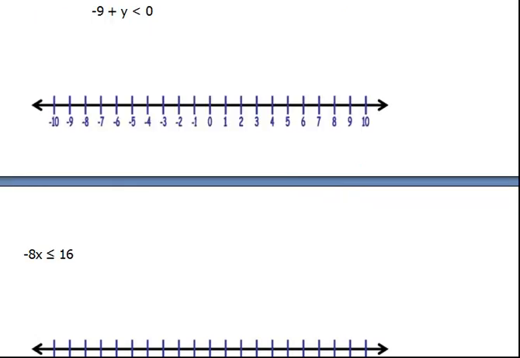In our next problem, we have negative 9 plus y is less than 0. So we're going to have to add 9 to both sides first, which will leave us with y on the left. 0 plus 9 is 9 on the right. We did not multiply or divide by a negative, so our symbol stays the same. Written in set builder notation, this would be the set of all y's such that y is less than 9.